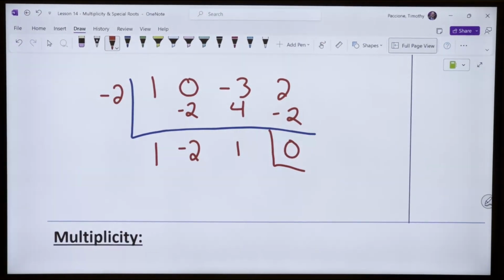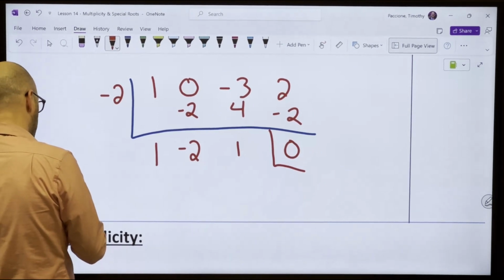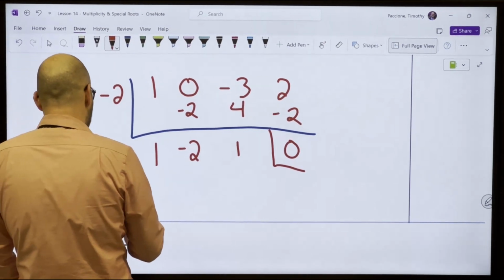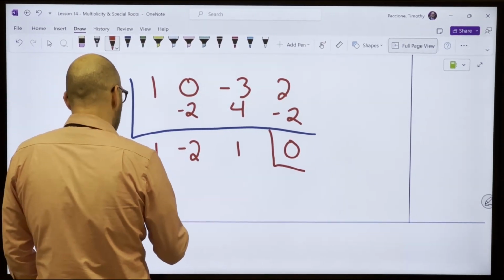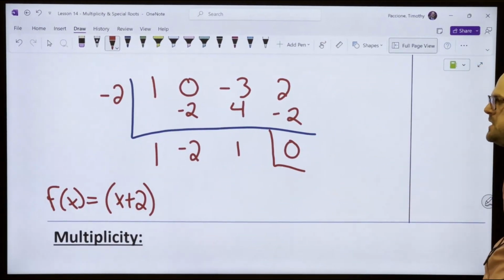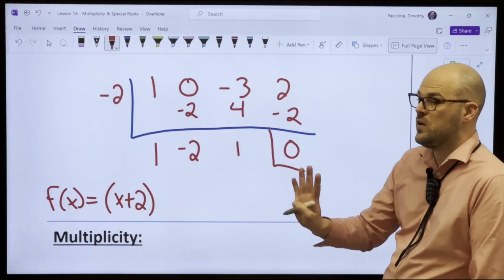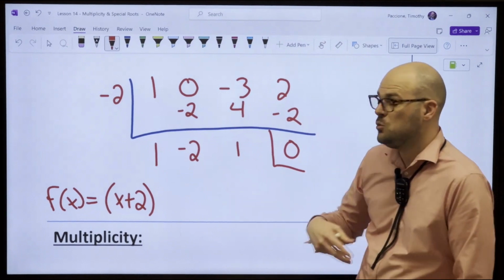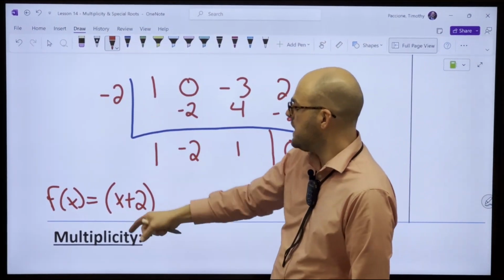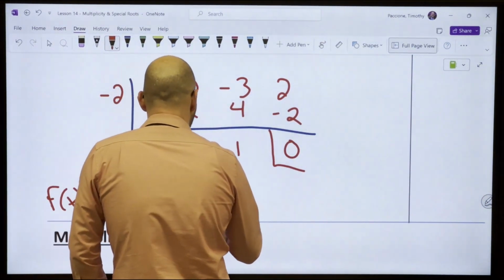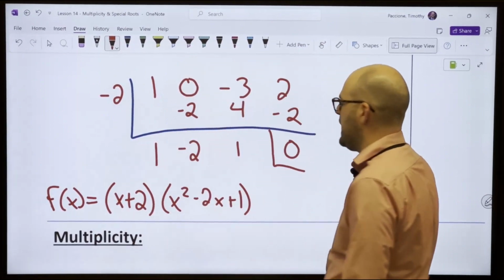Now what did we just figure out? Remember, we're trying to get factored form here. What was the factor we divided by? X plus 2. And what's the remaining piece now that we've divided? The remainder was 0, telling us that we have another factor. Like if you divide 6 by 2, you get 3. We divided ours by x plus 2, and we got x squared minus 2x plus 1.